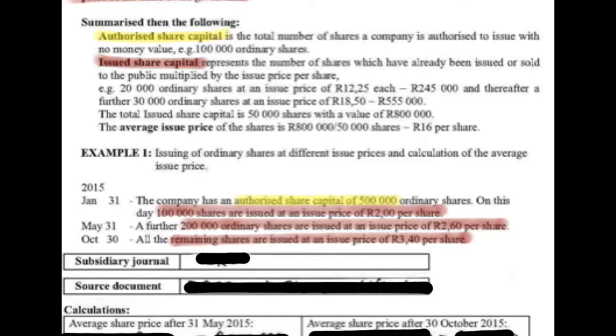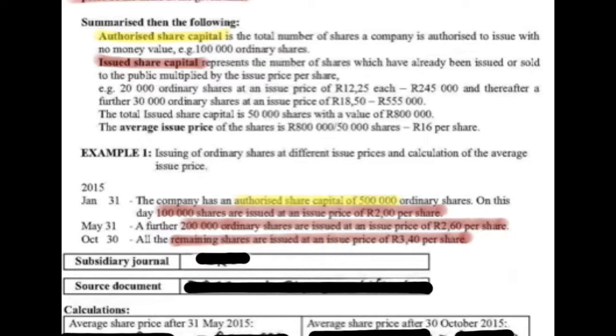Thereafter, we also issue a further 30,000 ordinary shares. So let's just quickly recap. We had 100,000 available authorized. Of that 100,000, we first issued 20,000, and then we issued a further 30,000 at a price of 18 Rand 50. That gives you a total for the second issuing of 555,000 Rand.